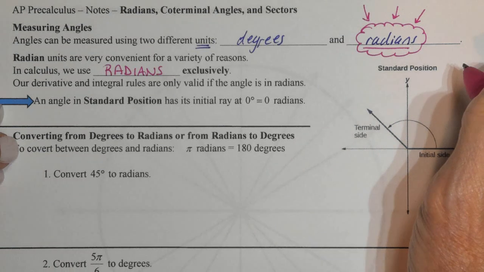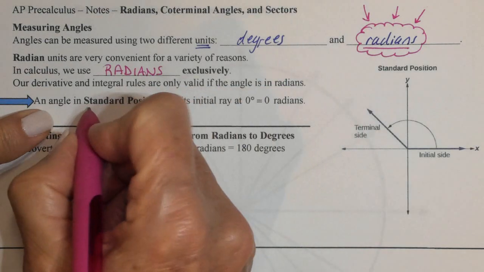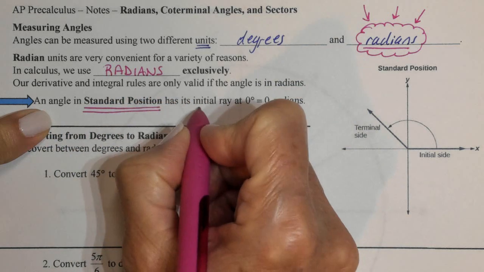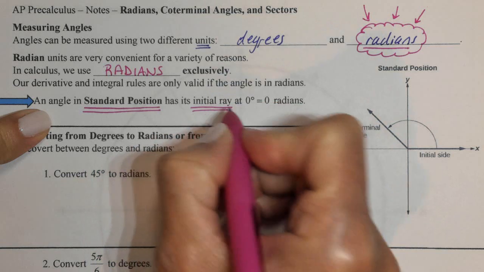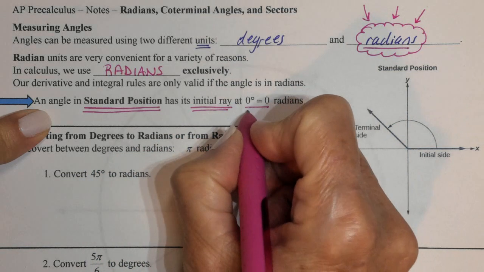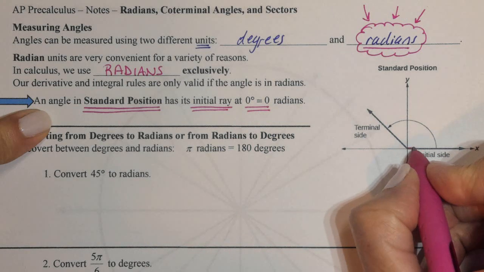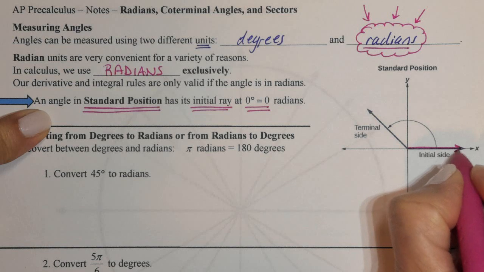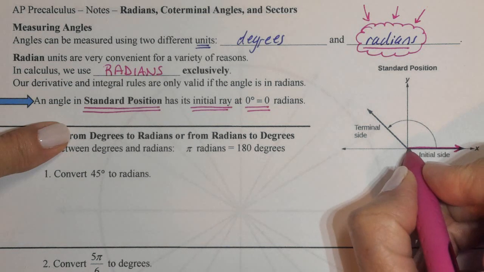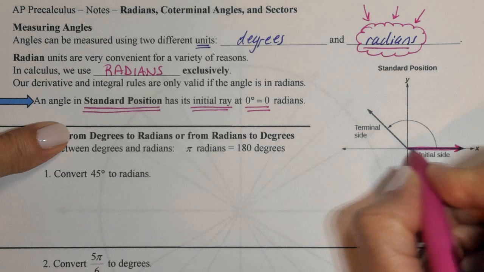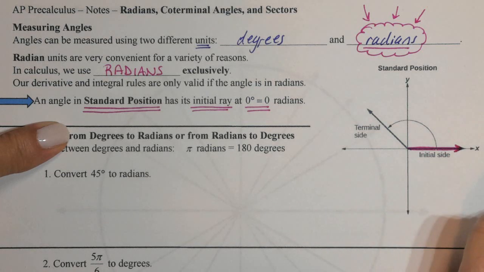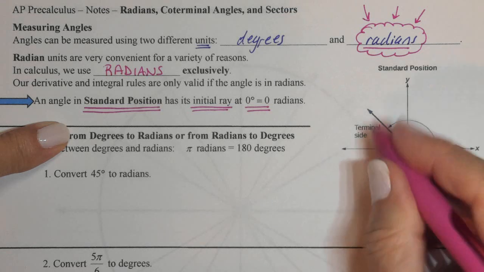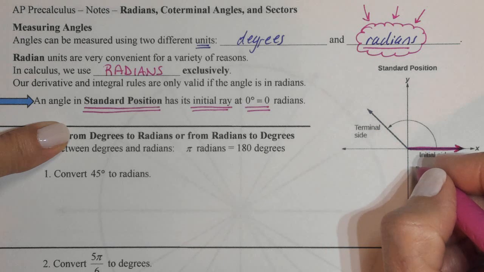Radians. Alrighty. A definition for us. An angle is said to be in standard position if it has its initial ray, its initial side, at 0 radians. So this is the initial side of every angle in standard position. So I would like for us to think of all of our angles as starting right here. Okay? The terminal side can be anywhere. It can be in any quadrant, whatever. Okay?